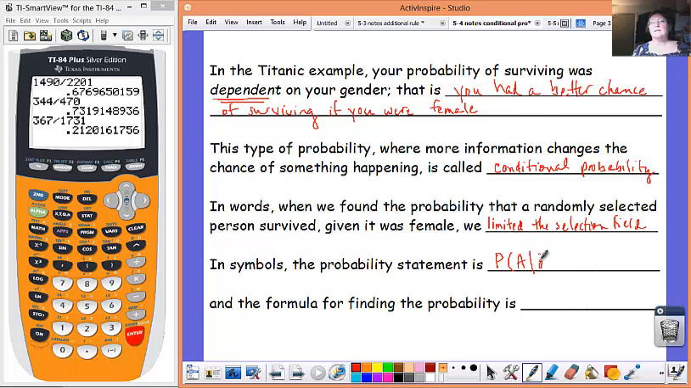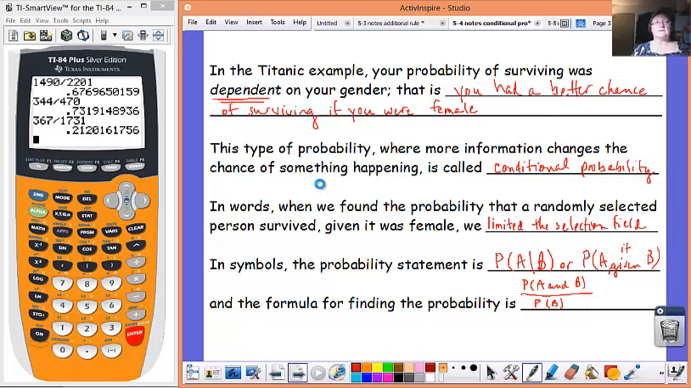Okay? And in symbols, the way we would write that probability statement is this: the probability of A given B, they use the bar for that, or of course they could just use the words probability of A given B. And if it's me, sometimes if A if B. The formula for finding a probability like that goes this way. You want the probability that both things happened, A and B, divided by the probability that B happened. And if you think about that, folks, we're not dividing by everybody anymore. We're dividing by only the people who fit the B category. So we limit the selection field.